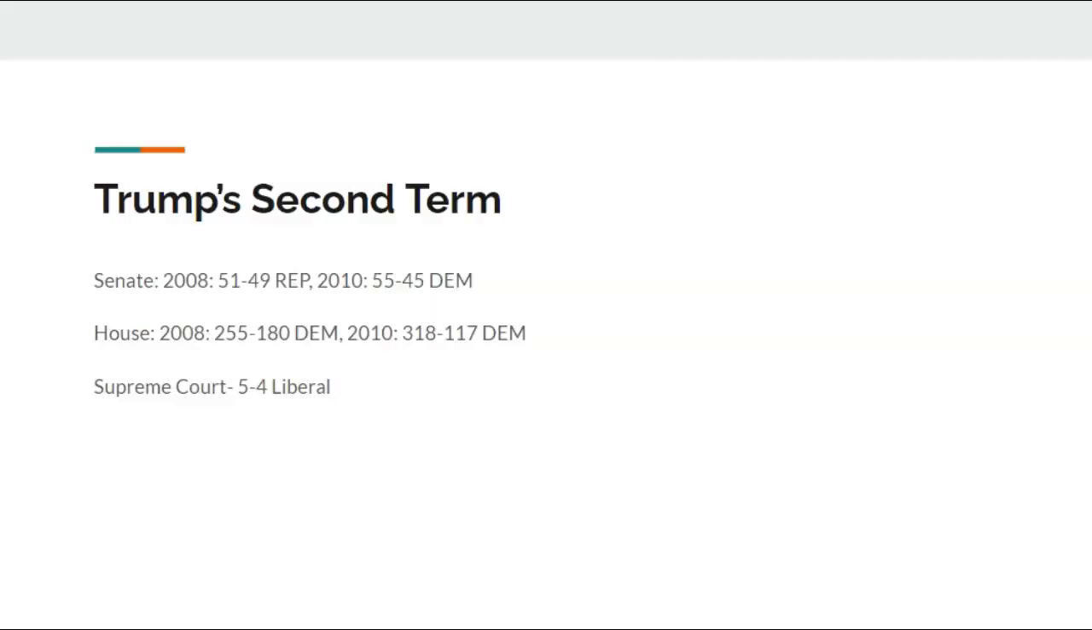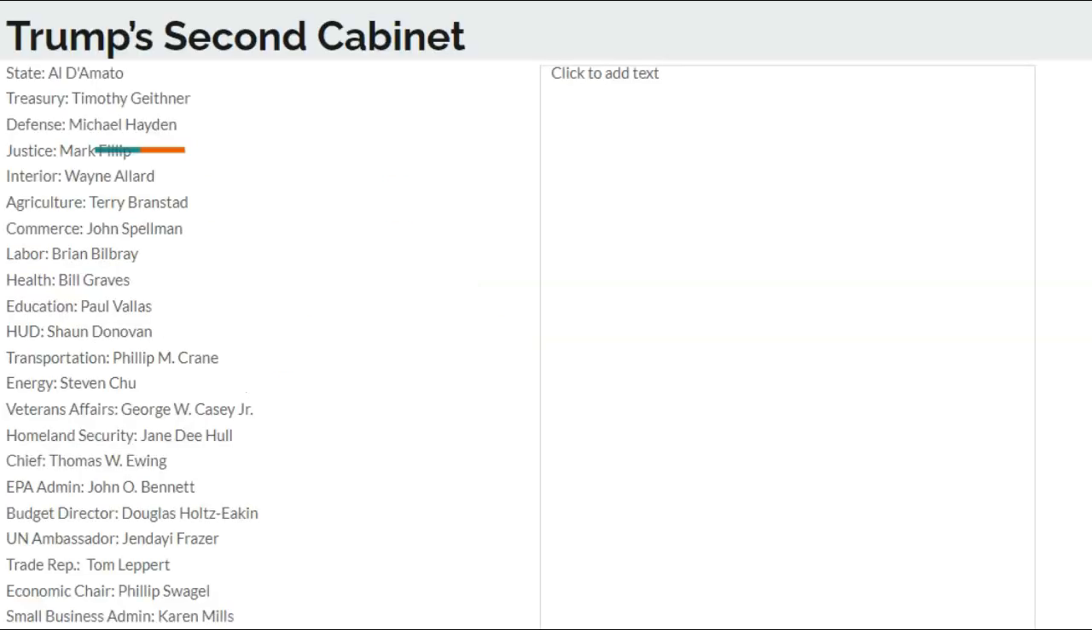And within Trump's second term, Republicans would finally gain control of the Senate after 2008, winning 51 seats in the Senate. In the House, Democrats still gain control with 255 seats. After the 2010 midterms, however, Democrats would gain control of the Senate, 55 seats in the Senate, 318 seats in the House. The Supreme Court goes 5-4 liberal. I'll explain here in a second, but here's Trump's cabinet at the beginning of his second term.